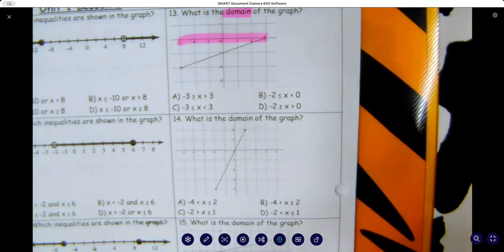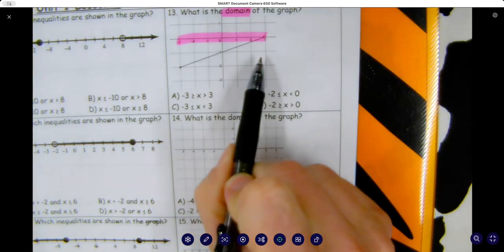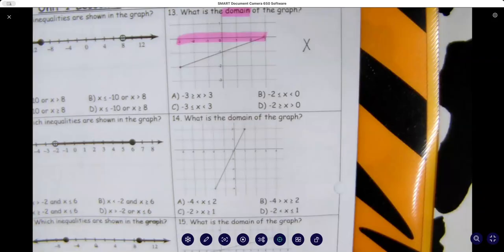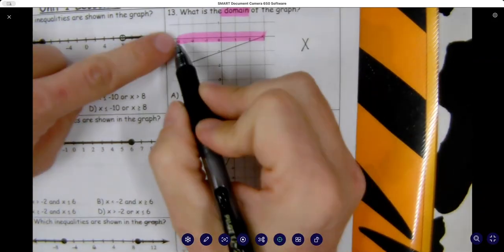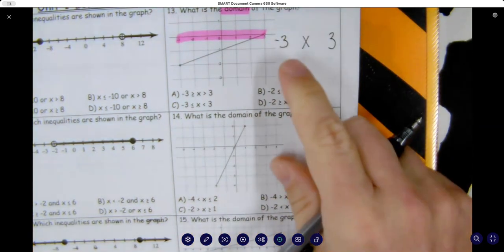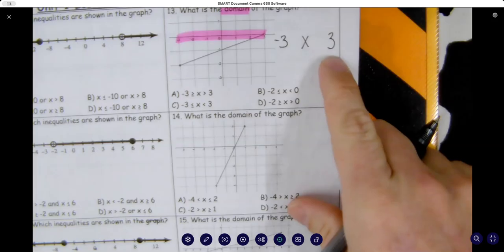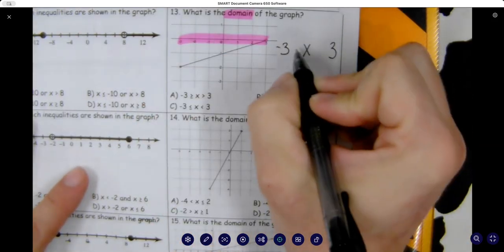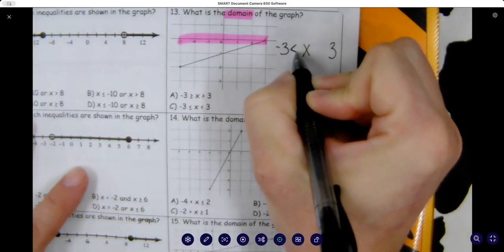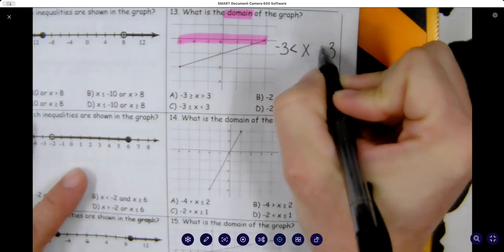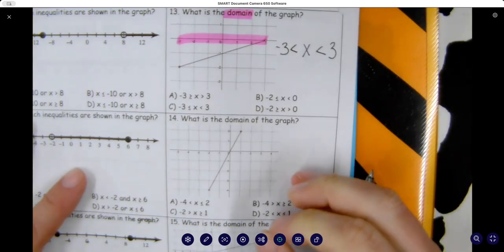So this line goes from -3 all the way across to +3. Now domain is your x values. So we go from -3 on the low side all the way up to +3 on the high side. So it goes from -3 to +3. So it's going to be greater than -3. So x is greater than -3, but it's going to be less than +3. So x is less than +3.